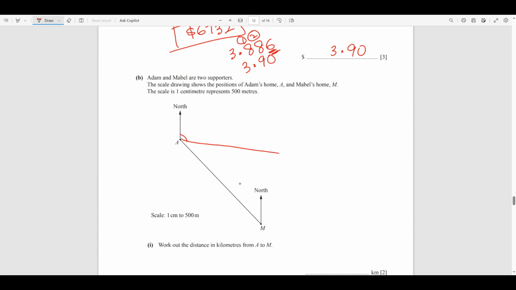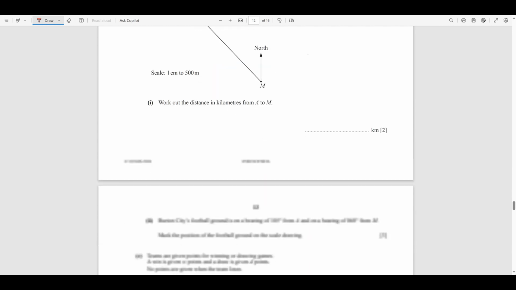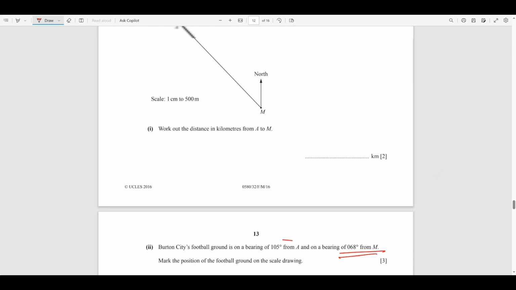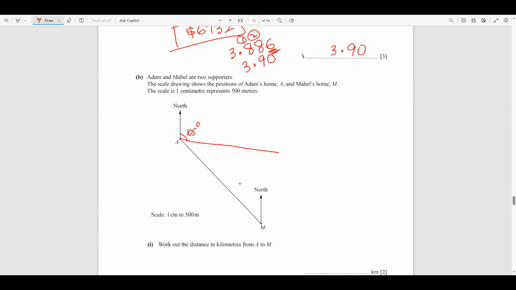Roughly this is 105 degrees. So the ground could be anywhere on the line, and then reading the second thing, 68 degrees from M. So 68 degrees, like from this is M and the north is here.